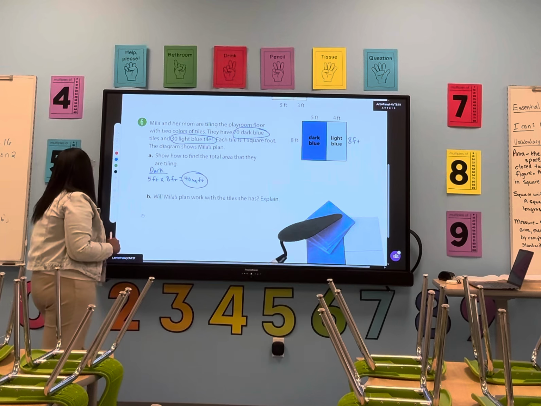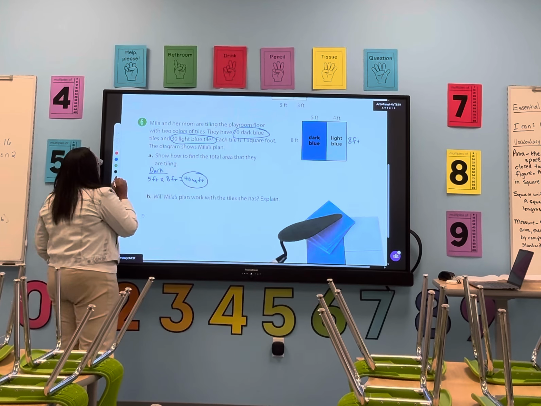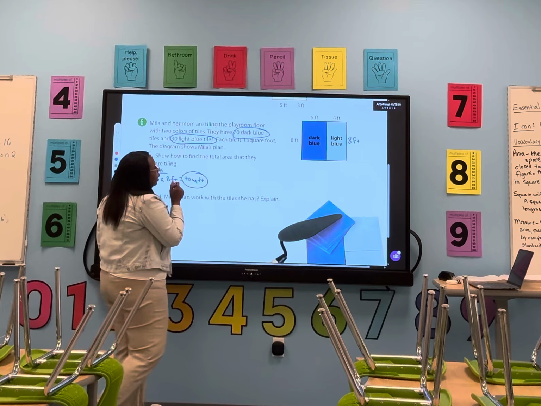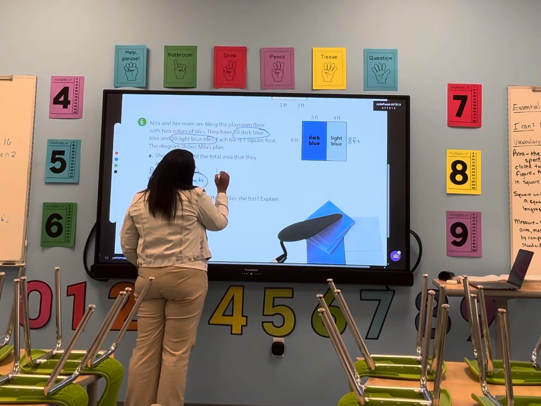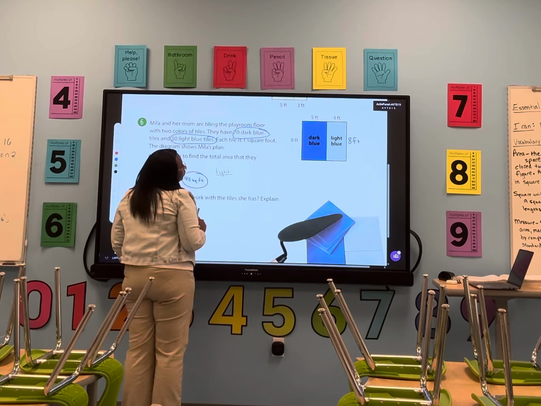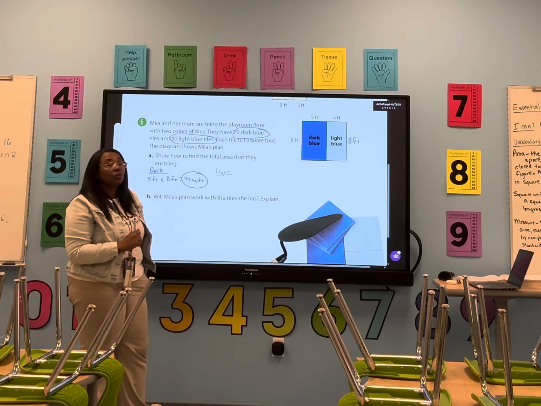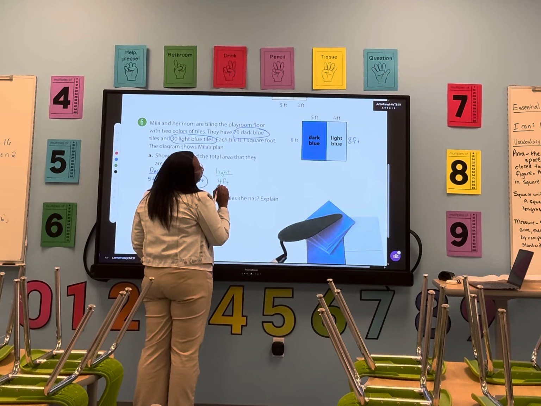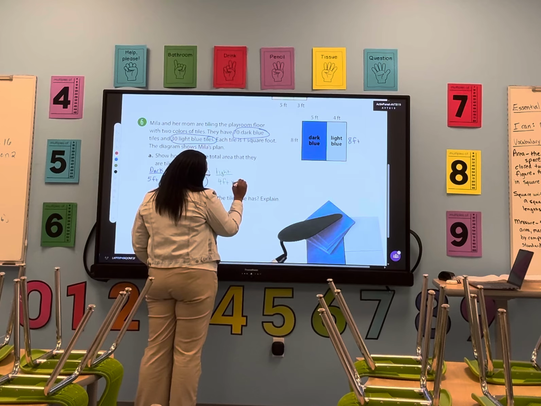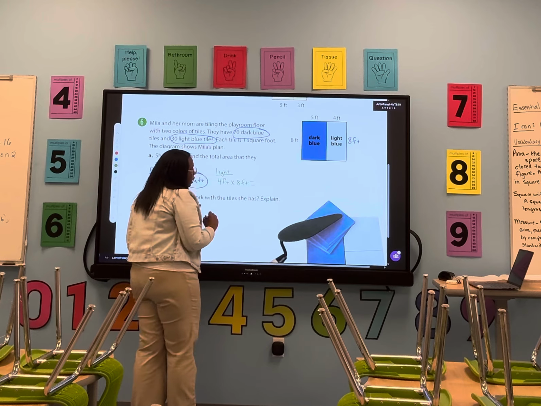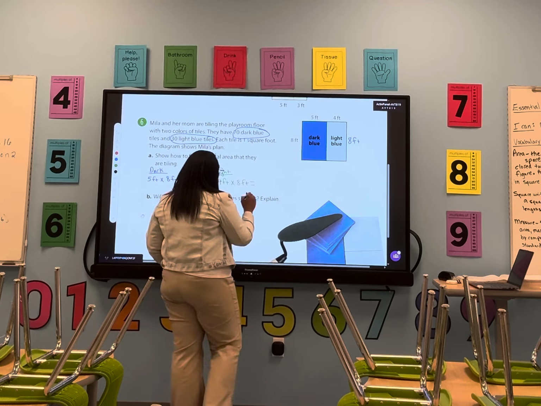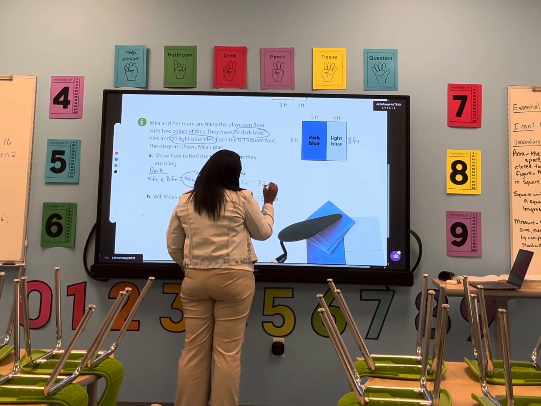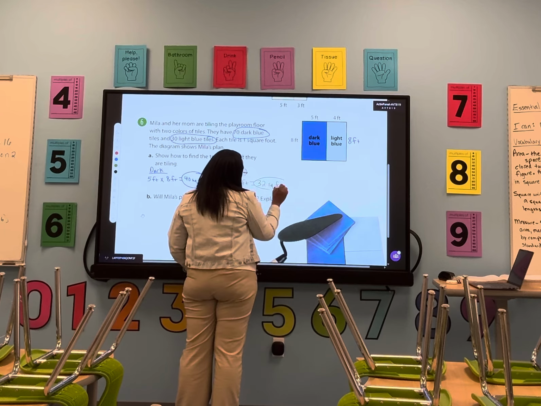Now for the light blue, I'm going to do a green color just so that it'll have a different color. I'm going to put light right here. And for the light one, I have a length of 4 feet and a width of 8 feet, so times 8 feet. And when I multiply 8 times 4, this will give me an area of 32 square feet.